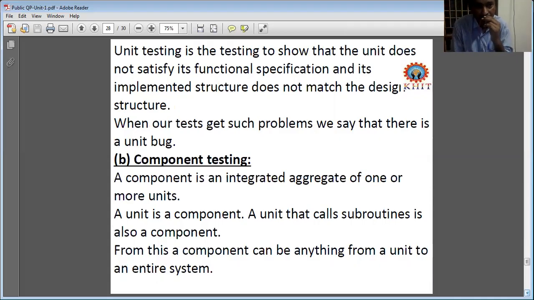Then the second one, component testing. A component is an integrated aggregate of one or more units. A unit is a component. A unit that calls subroutines is also a component. From this, a component can be anything from a unit to an entire system.